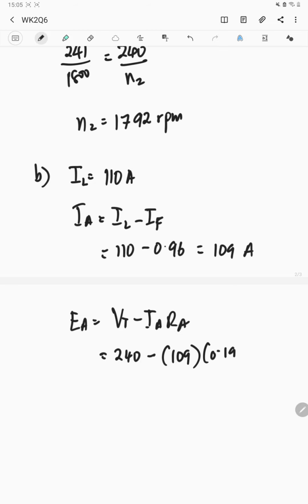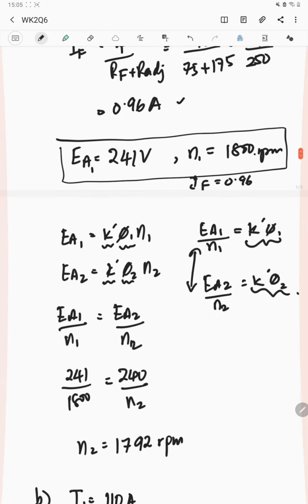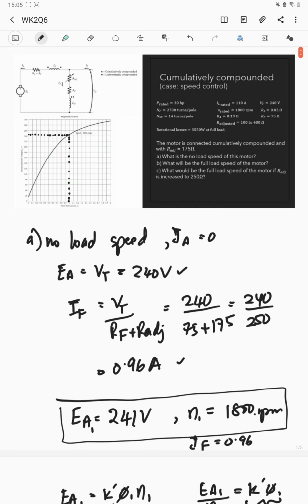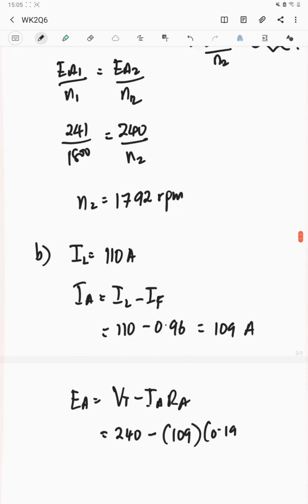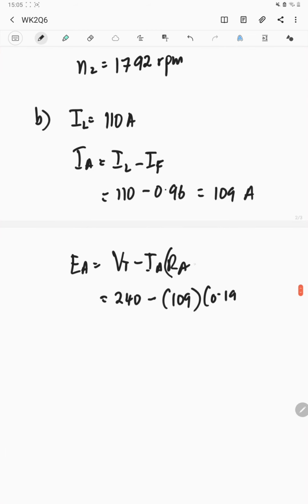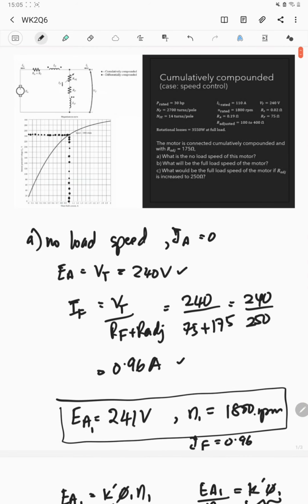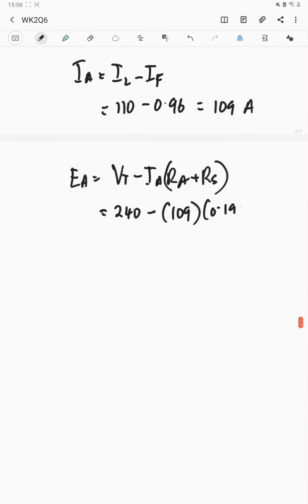Oh, sorry. Since we are connecting it as cumulatively compounded, we have not just simply RA but also RS together in the circuit. So RA is 0.19 and RS is 0.02. Okay. Alright, so this will be the final equation.